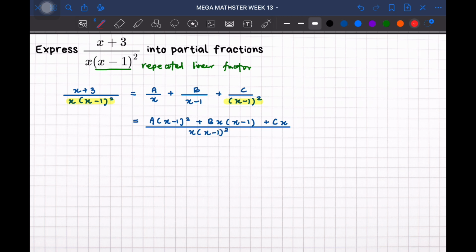Like this. Okay, so now we use comparison. So we compare the numerator with numerator. Right, so we compare this one and this one. So rewrite back your numerator. So we have x plus 3 is equal to A times x minus 1 square, plus B times x times x minus 1, plus C times x. Okay, settled.